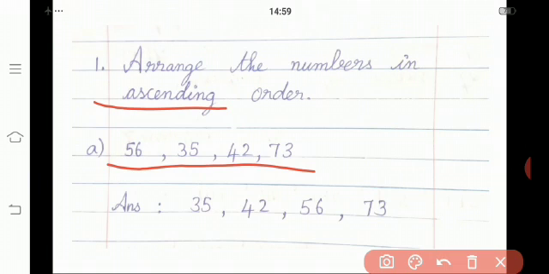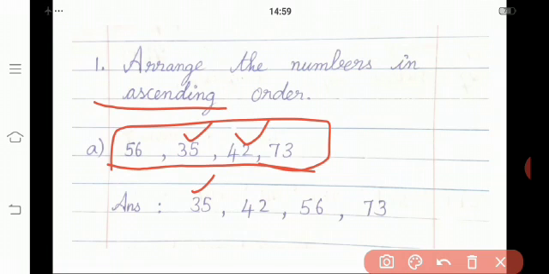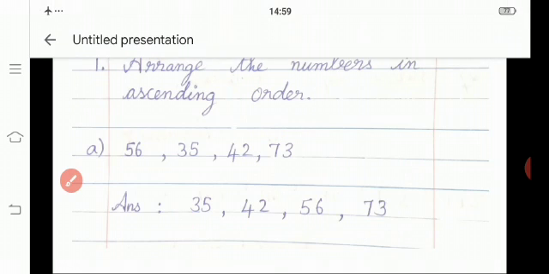Look at the set of numbers. From the set of numbers, which is the smallest number? Yes, 35. So we take 35 and write it. The next one, 42. The next one, 56. At last we have 73. So 35, 42, 56 and 73. So we arrange the order from the smallest number to the greatest number. Okay children, shall we move on to the next one?